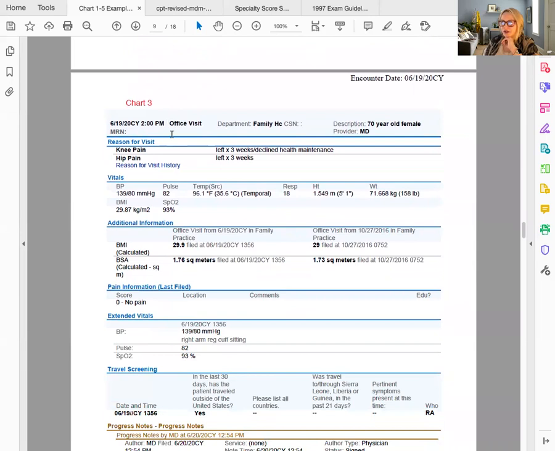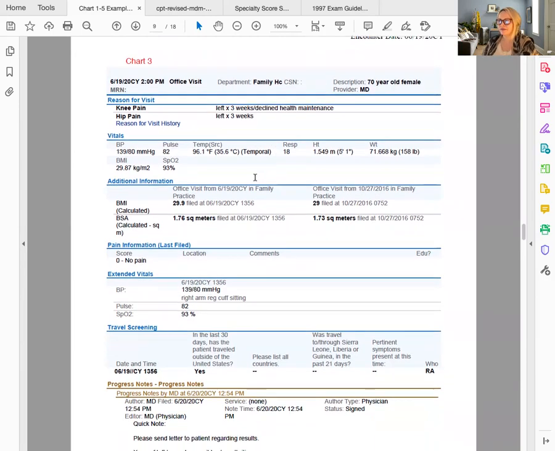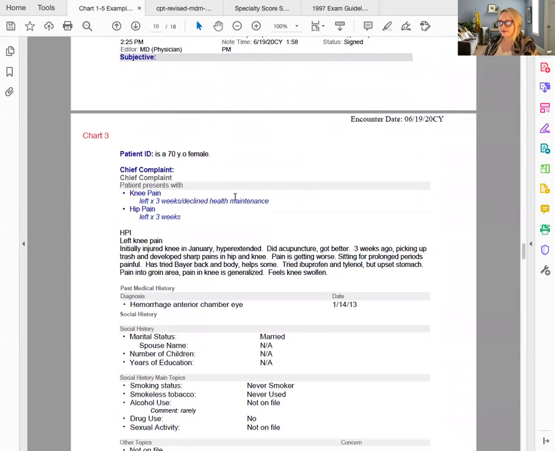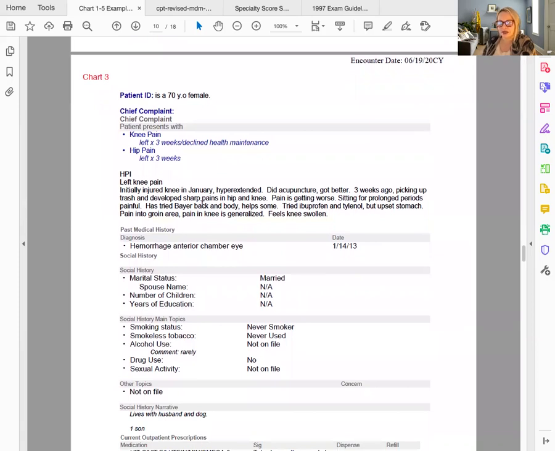Chart number 3, you'll also notice, is an office visit in the family practice. The patient is seen for knee pain and hip pain. There's some information about the time since this has happened. They're saying declined health maintenance check, which is just simply saying that the provider may have wanted to do a physical with the patient, and they said, no, I'm just here for my knee pain, thank you.